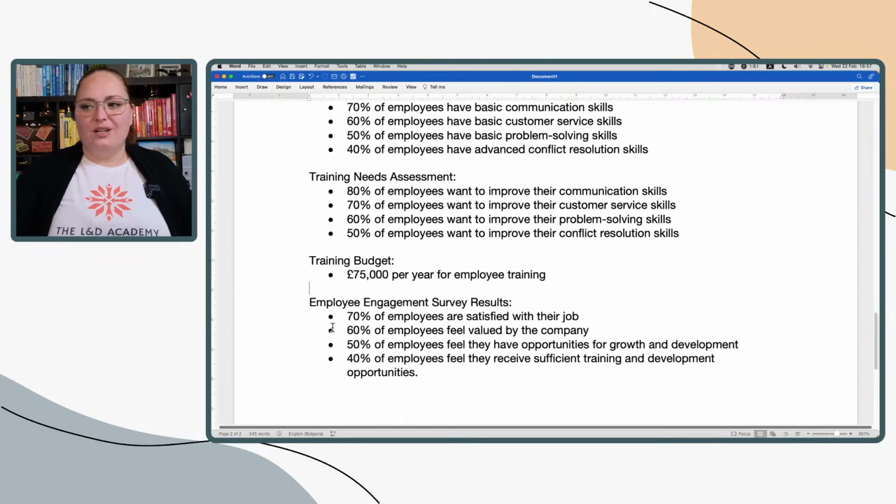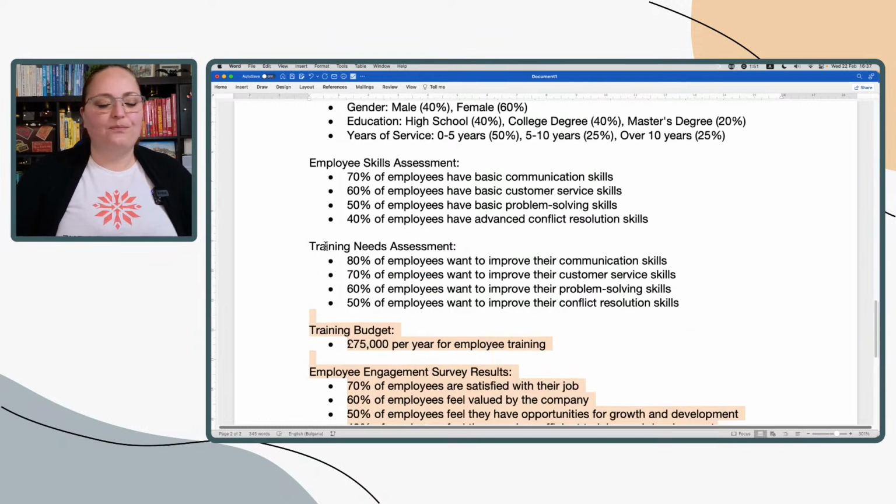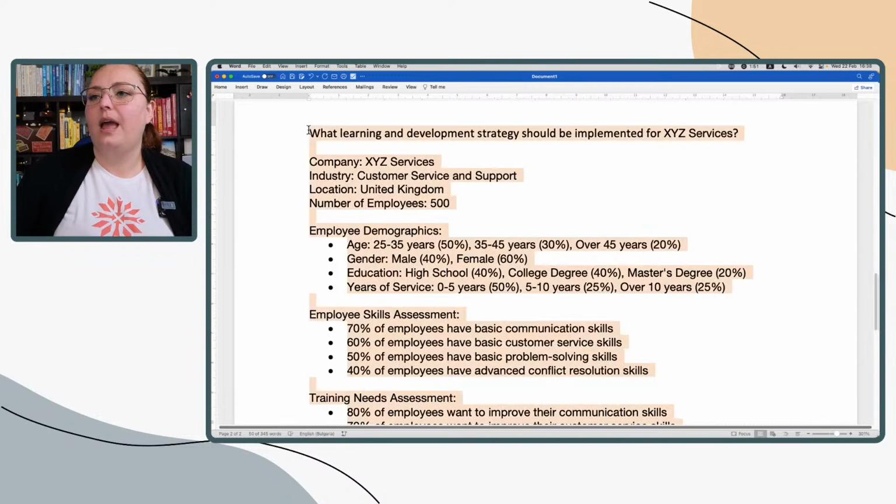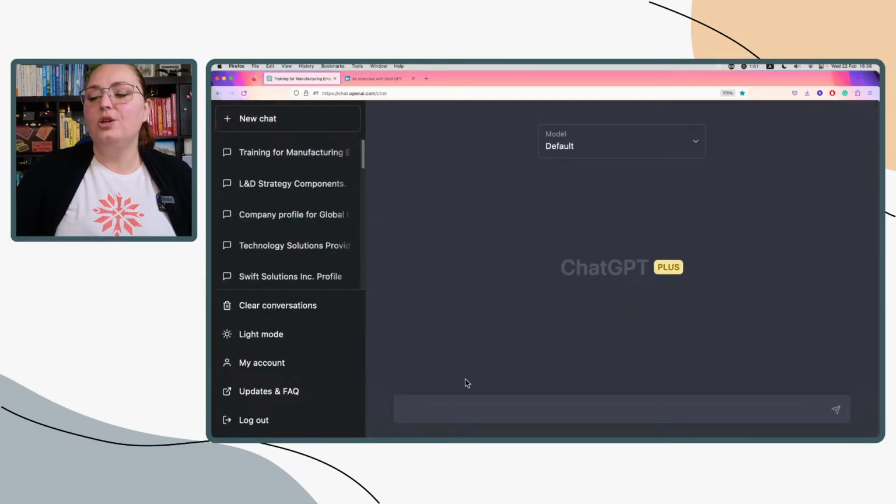And then survey results. 70% of employees are satisfied with their job. Again, great results. 60% feel valued by the company. 50% of employees feel they have opportunities for growth and development. And we're sticking with the 40% of employees who feel they receive sufficient training and development opportunities. So let me copy this and then feed it into ChatGPT in a new chat.